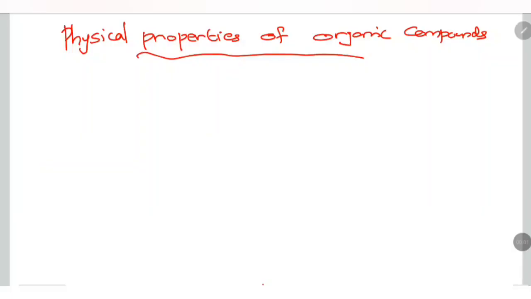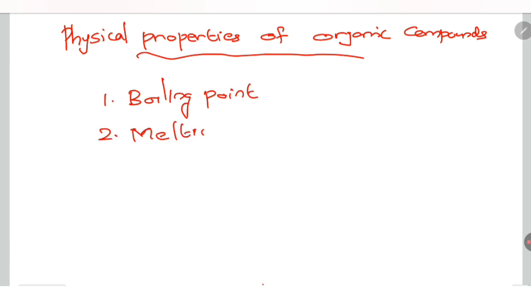Physical properties of organic compounds. In this chapter, what we are going to discuss is the three physical properties, which are boiling point, melting point, and vapor pressure. So we already studied the definition for boiling point, melting point, and vapor pressure in grade 11, right? So you must make sure that you know the definitions of boiling point, melting point, and vapor pressure.